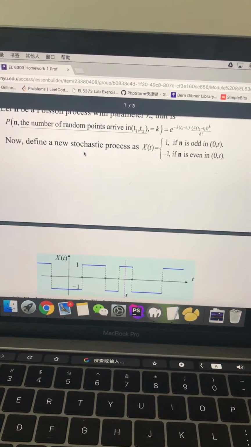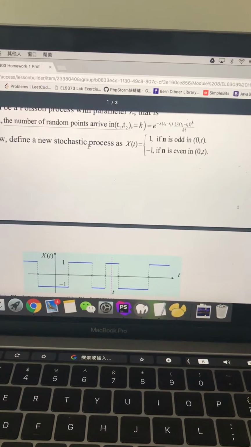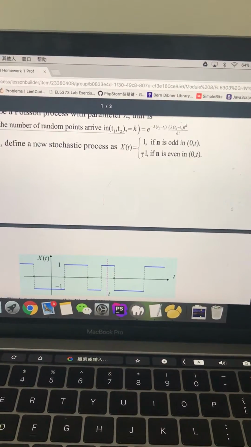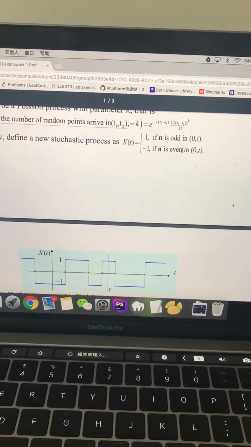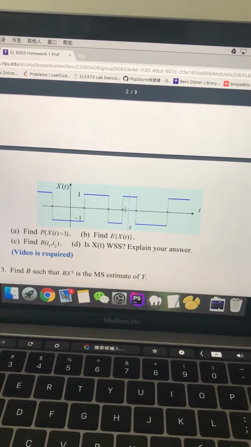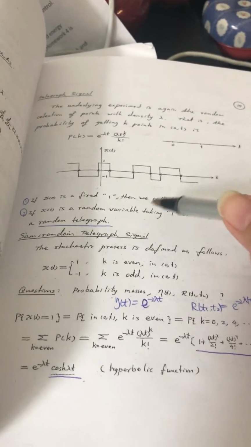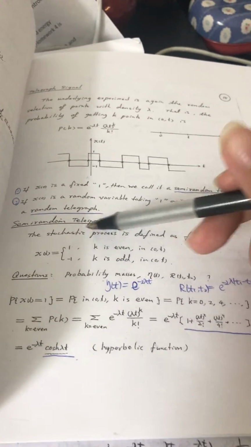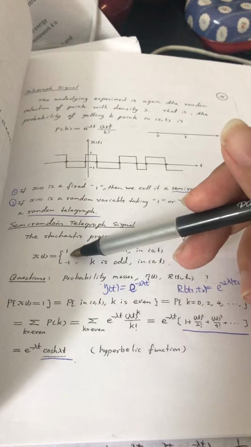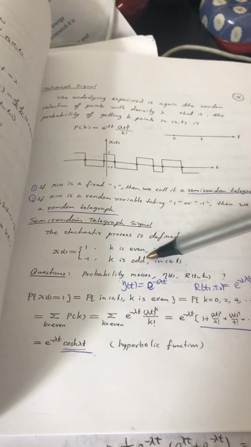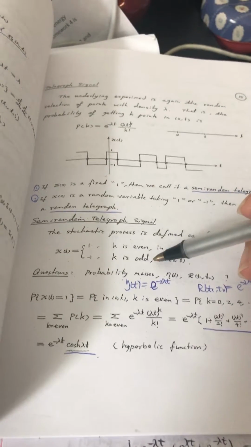And now we define a new stochastic process. Xt is equal to 1 if N is odd, and is equal to -1 if N is even. Here is the figure, and this question is already taught in the professor's handwritten notes, but they are not quite the same. From this, Xt is equal to 1 if K is even, and Xt is equal to -1 if K is odd. So let's do this question.